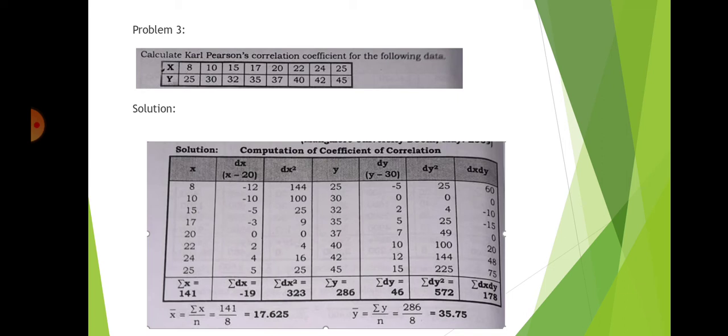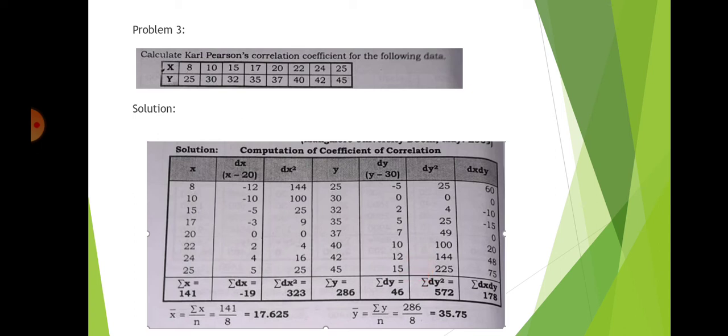What is dy square? You have to take minus 5 square, which is 25. 0 square is 0. 2 square is 4. 5 square is 25. Next, 7 square is 49. 10 square is 100. Then 12 square is 144. 15 square is 225. Total 572.